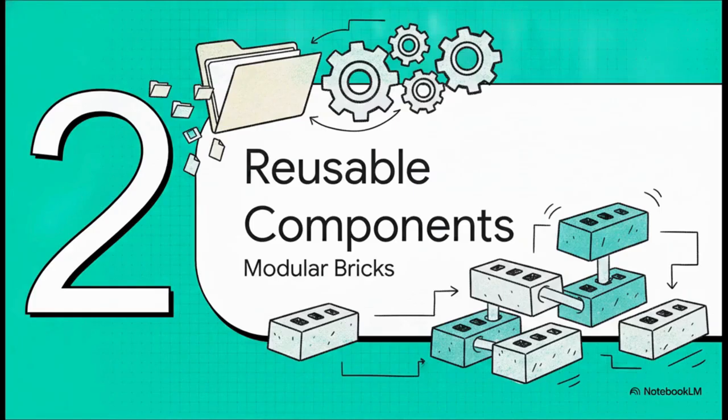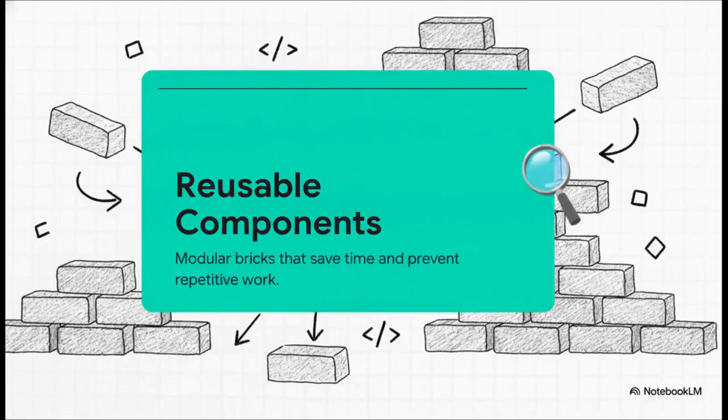Moving right along to section 2, the power of reusable components. Reusable components are basically the modular bricks of your digital house. They save you time and prevent all that tedious, repetitive work. Think about building a brick wall in real life. You definitely don't manufacture a unique, custom-shaped piece of clay for every single spot in the wall. No way. You use standardized modular bricks. In software, these reusable components make constructing the rest of your application incredibly efficient.